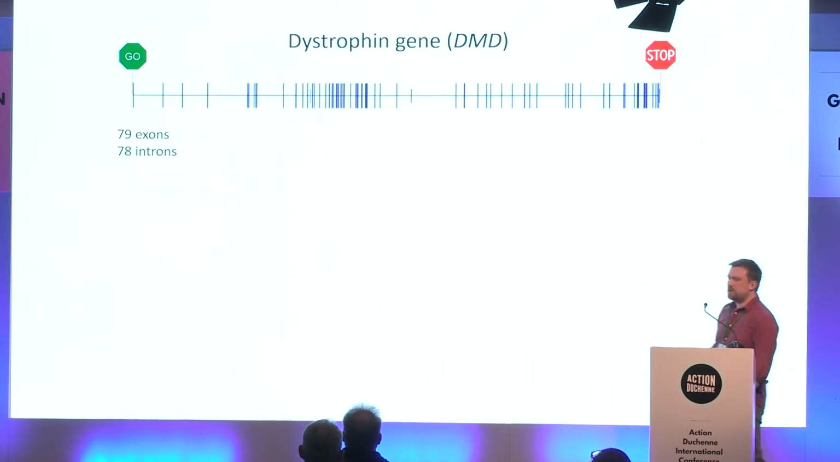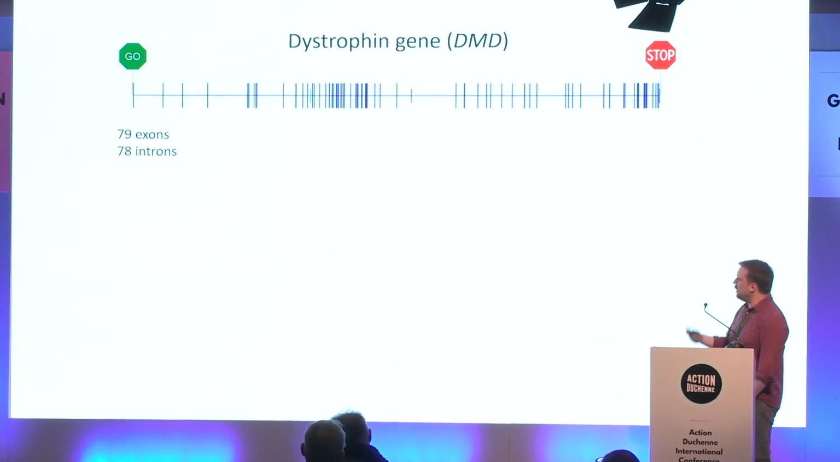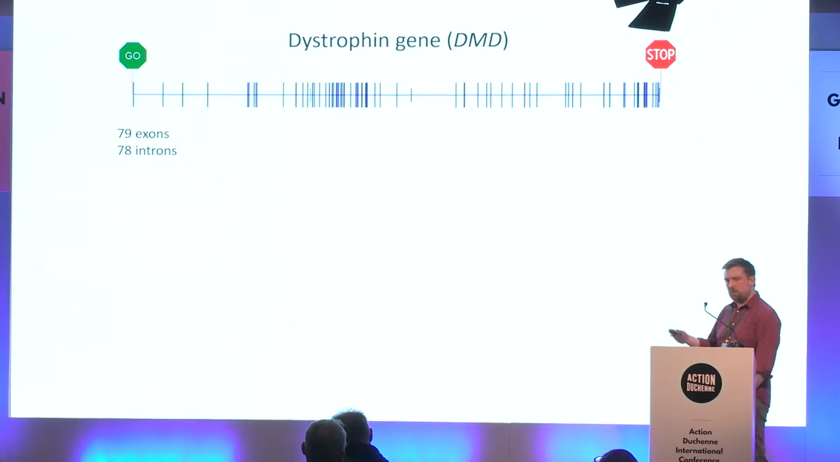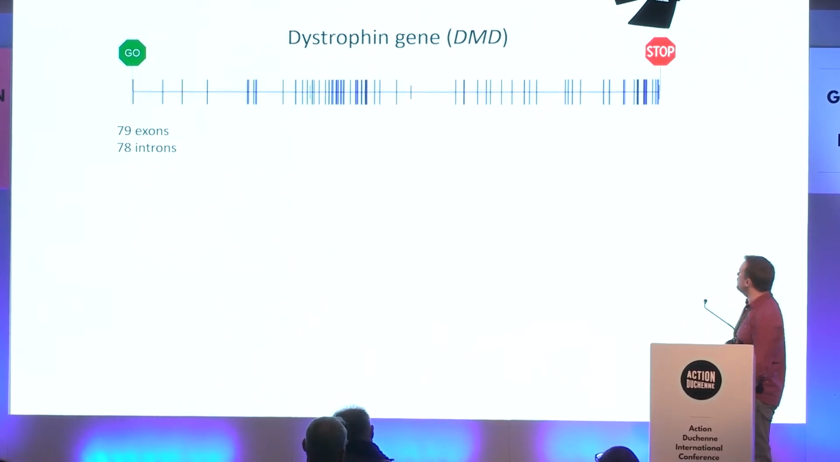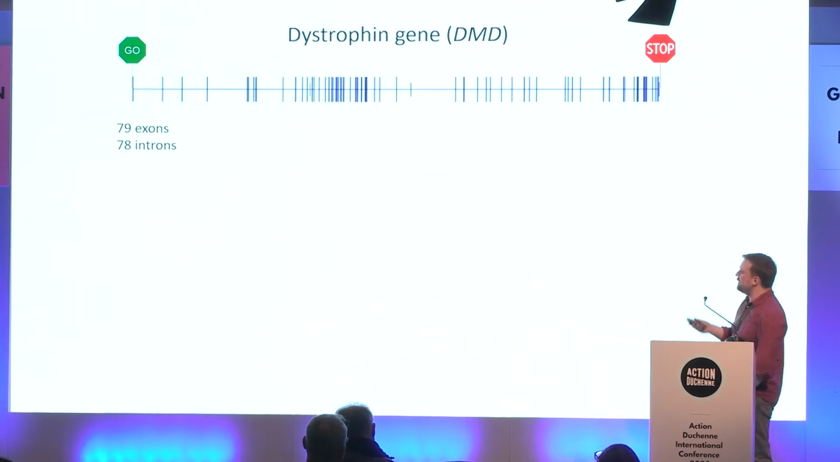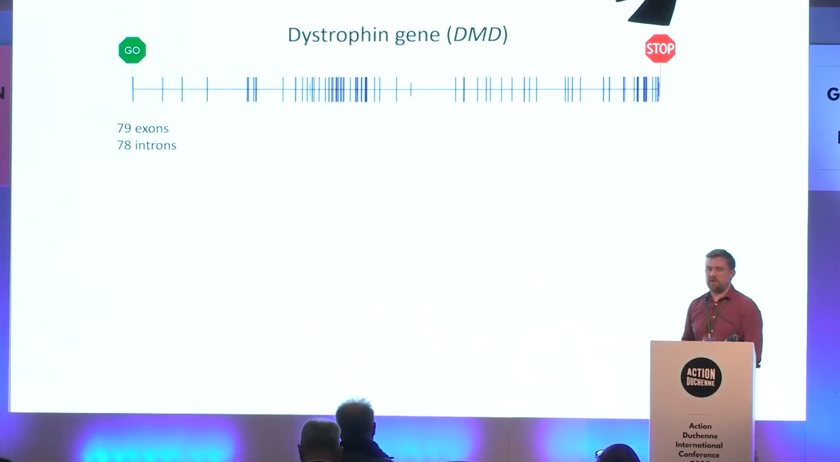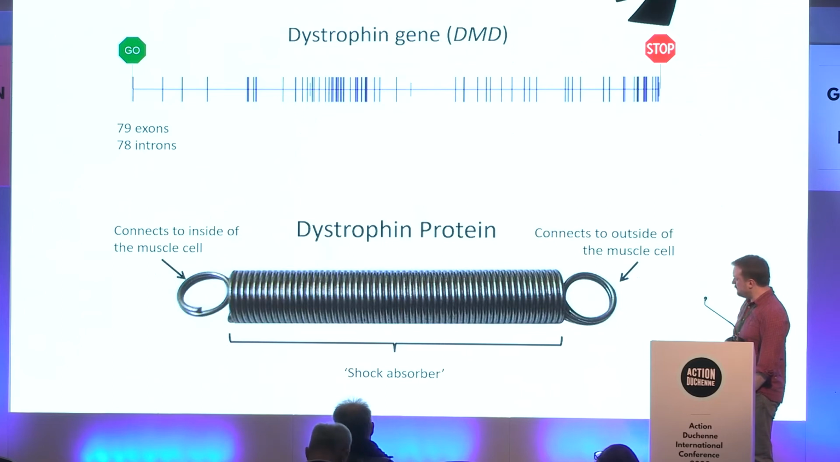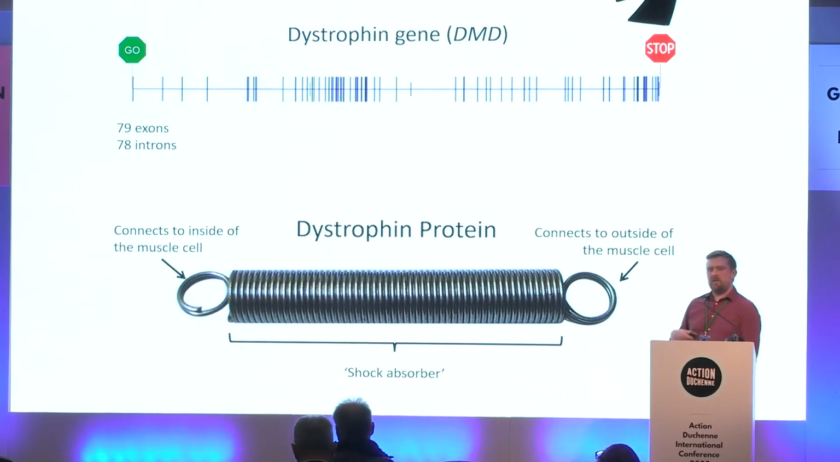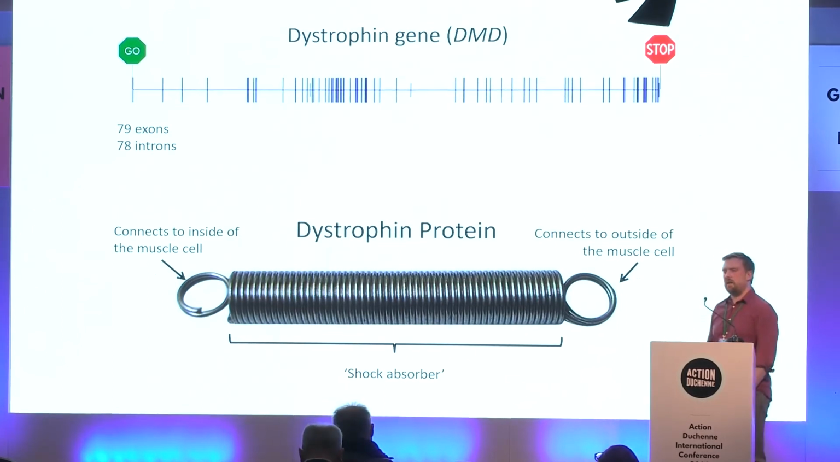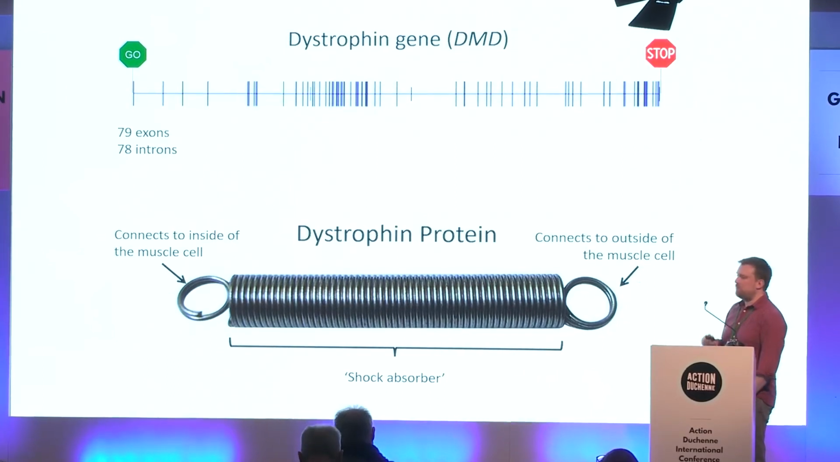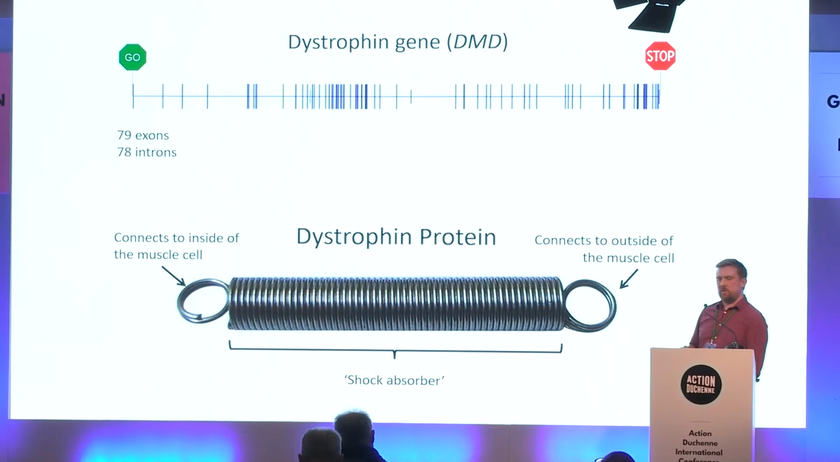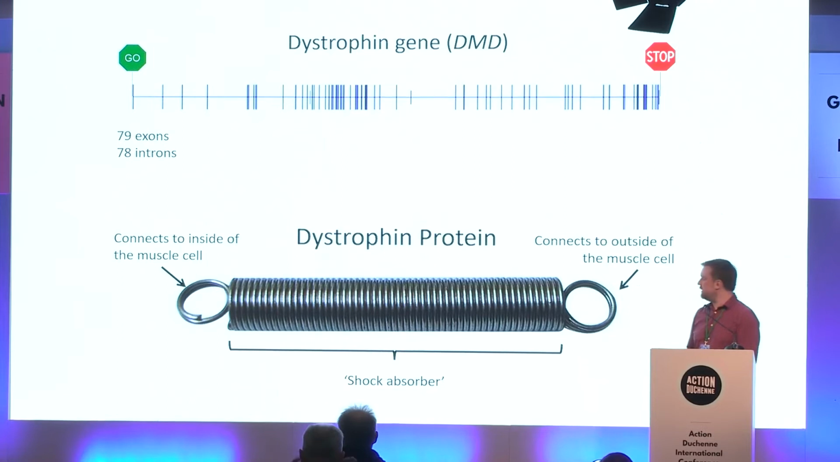So if we consider the dystrophin gene, it's actually an unusually large gene. It takes up a very large chunk of genomic real estate, if you like. It has 79 exons and 78 introns, and it's depicted here. So each one of these vertical lines is one of those exons. And this encodes dystrophin, and you can think of dystrophin as being a little bit like a shock absorber. It protects skeletal muscle fibers from contractile damage.